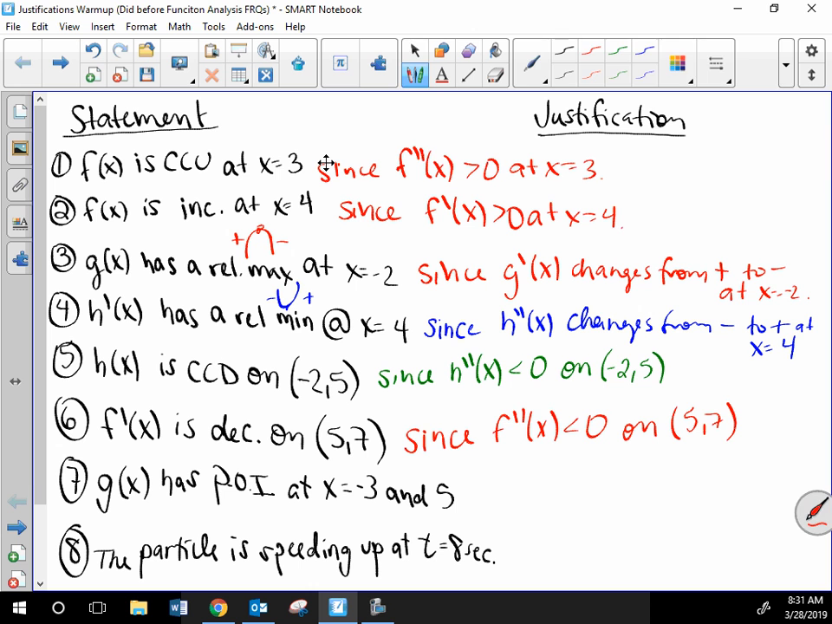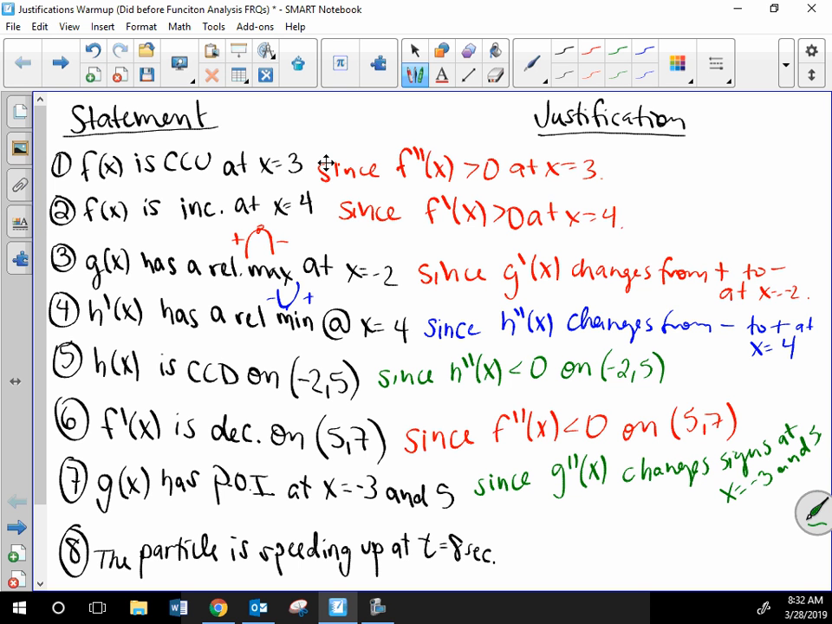g of x has a point of inflection. It's been a while since we've done that. What's my justification for that? Good. Since second derivative, so g double prime of x changes signs at x equals -3 and 5.